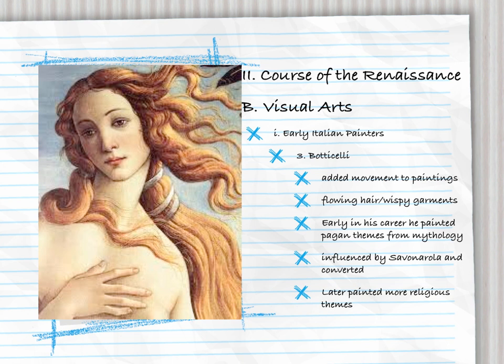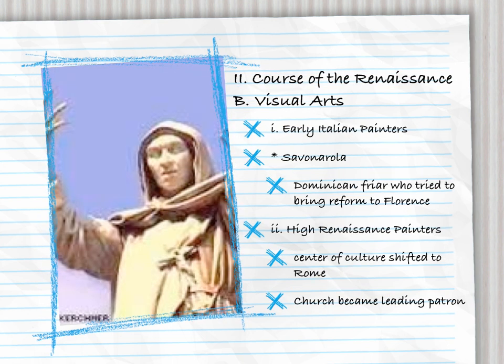Later on, he'll be influenced by a monk known as Savonarola, who converts Botticelli, and so then his later works will be more religious. He'll be painting Madonnas, and a Madonna is a Virgin Mary, if you didn't know that, is the Mother Mary figure. Speaking of Savonarola, here he is. He's a Dominican friar who tries to bring reform to Florence because it's kind of become so corrupt.